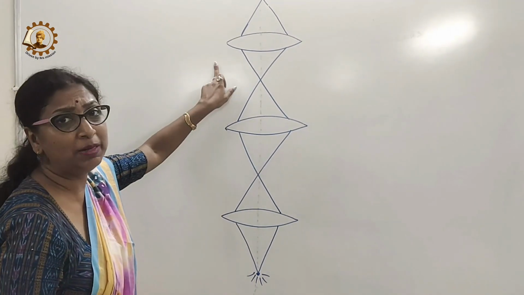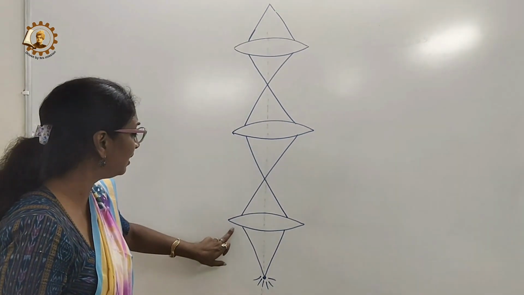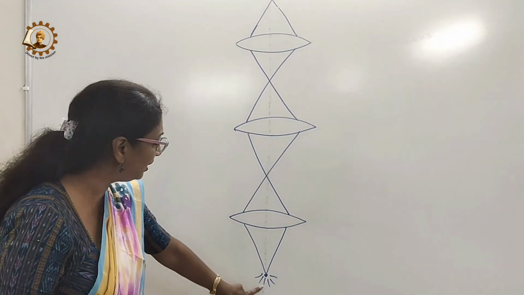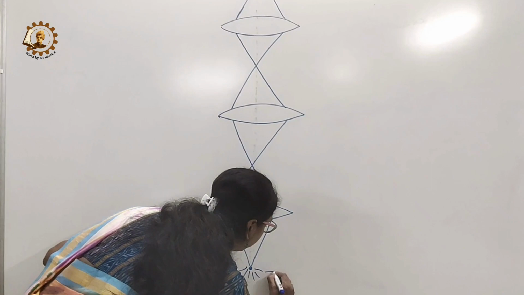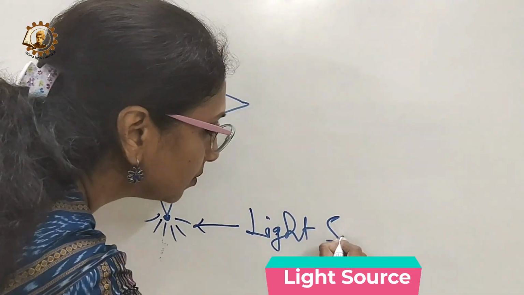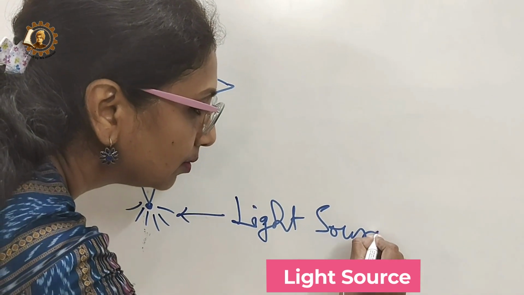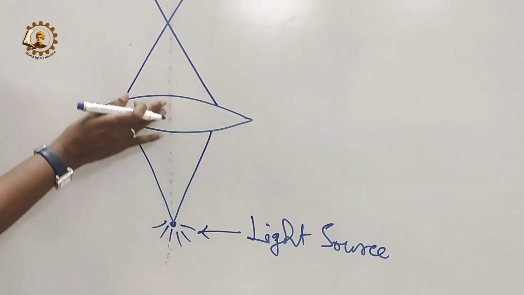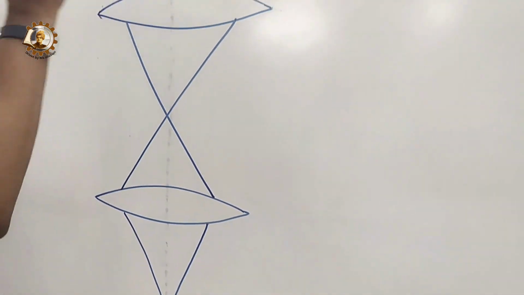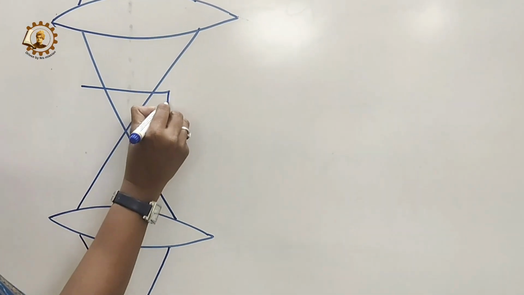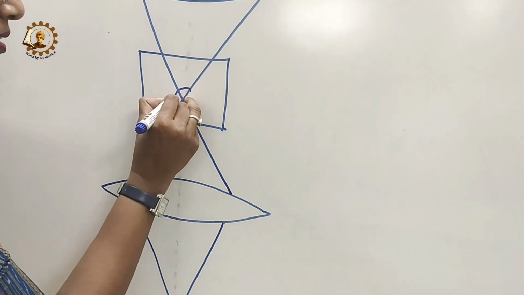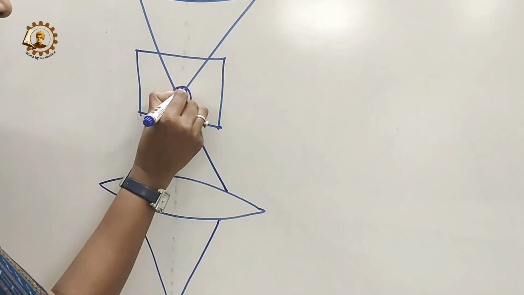These three lenses are very important. The condenser lens gathers the light from the light source or illuminator. This is the light source. So it gathers the light from the illuminator, and the light reaches the objective lens via the stage. Here is the stage where we keep our specimen. This is our specimen.